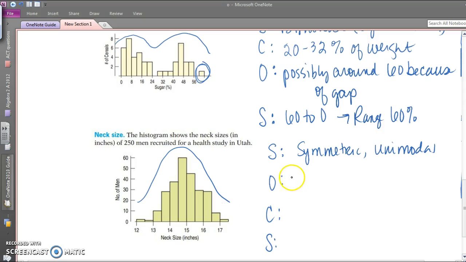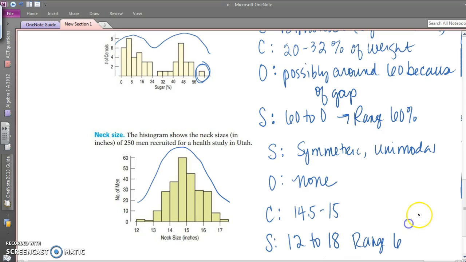Outliers and gaps, unusual features, looks like there is none. I see nothing unusual, looks pretty good. Center will probably be in the center here, so probably around 14.5 to 15 would be our center. It's our highest area. And then our spread looks like, we called this 18, so 12 to 18 or 17. So our range looks like it's about 6.